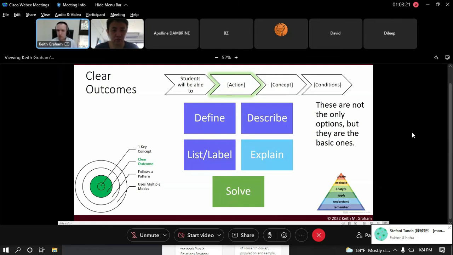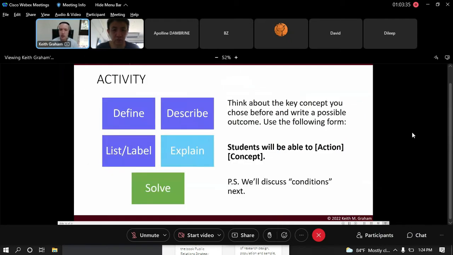Students will be able to pick a verb and then your concept. So this is going to connect to the topic. You've already told me your topics. Students will be able to, this action, concept. I'd like you to take a moment and put that in the chat. We will talk about the last part, conditions, next, but I'd like you to put this one in the chat first.